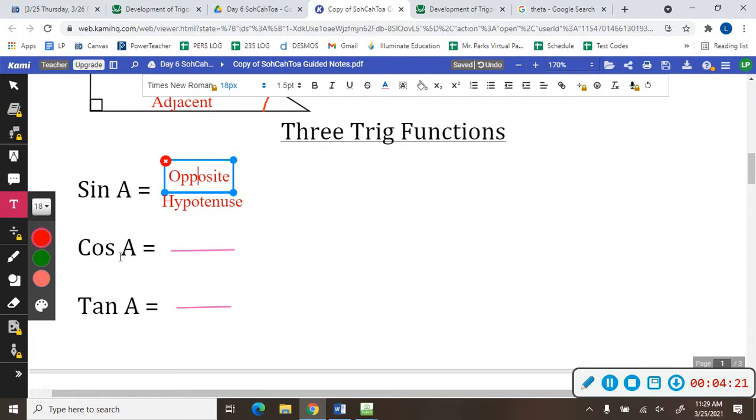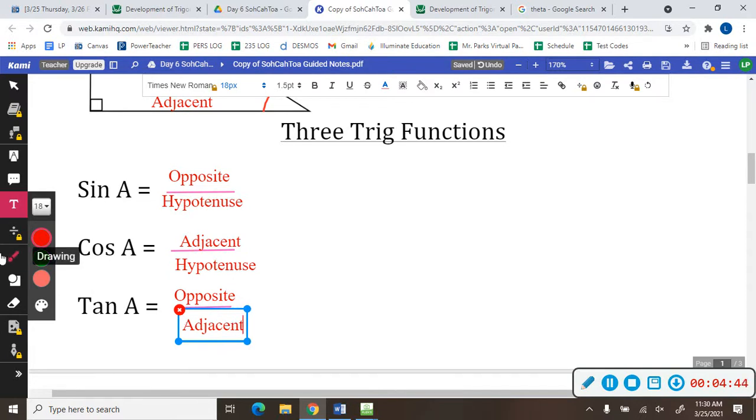How do you find the cosine? You take adjacent divided by hypotenuse. How do you find tangent? You take opposite divided by adjacent.